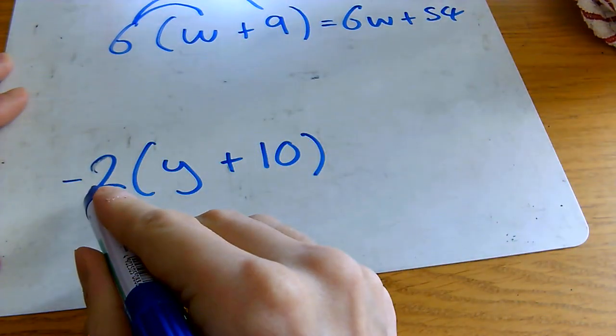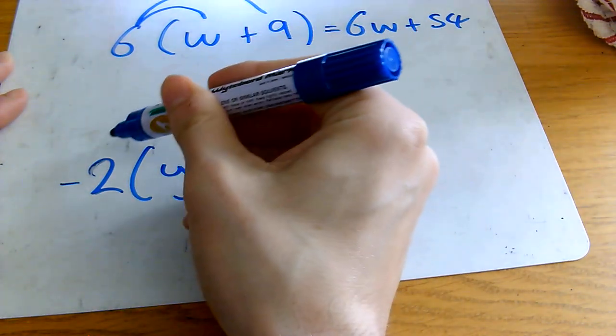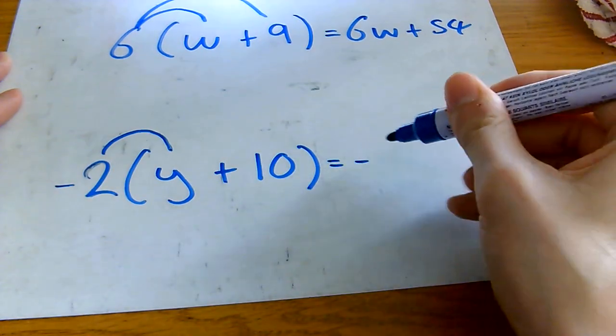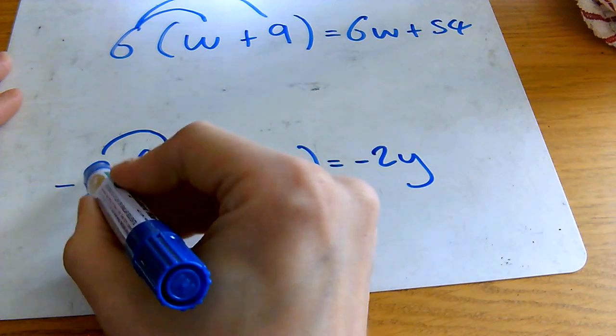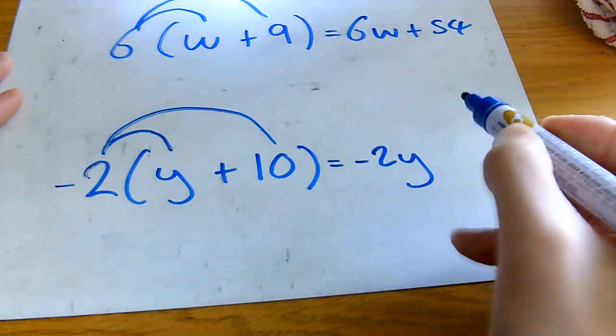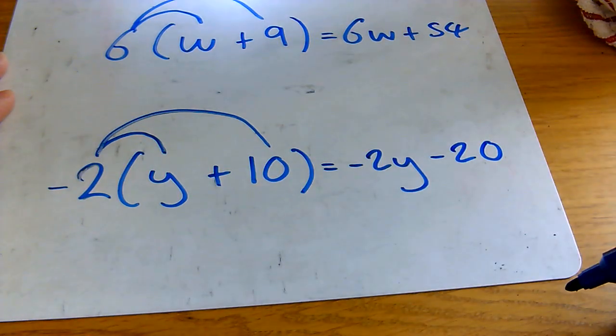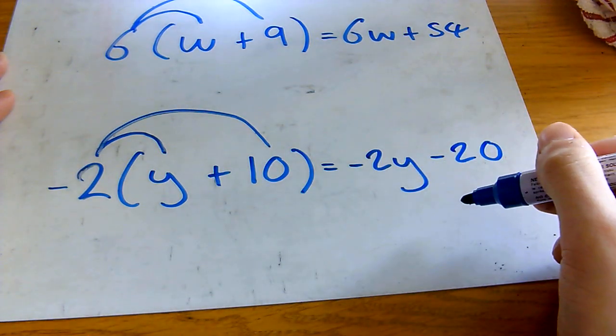Here though, you've got negative 2 on the outside and then y here. So we'll do negative 2 multiplied by y, which would be negative 2y, and then negative 2 multiplied by positive 10, so that would be negative 20. And this is the answer here.